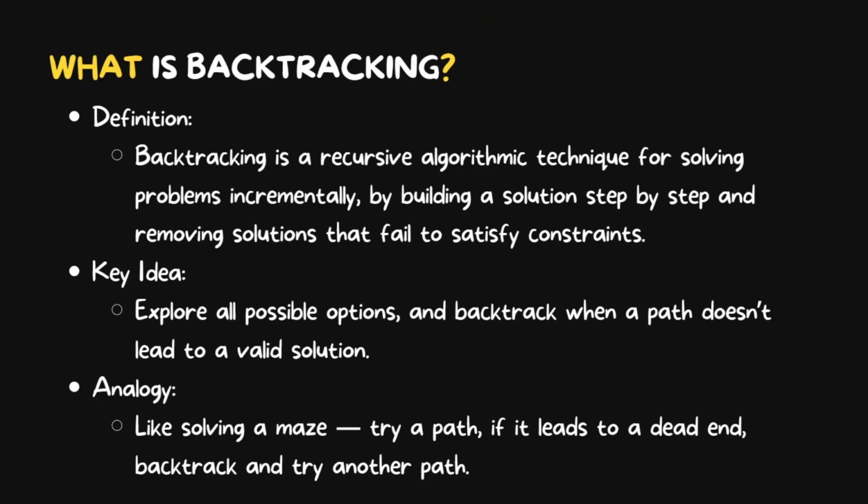Think of it like navigating a maze. You choose a path, but if you hit a dead end, you back up to the last decision point and try another route. This approach works great for problems involving decision making like puzzles, combinations, and permutations. Imagine trying to arrange books on a shelf and each position can hold only certain types of books. You try placing one, but if it doesn't fit, you take it out and try another one. That's backtracking.